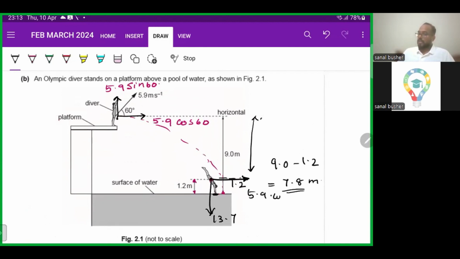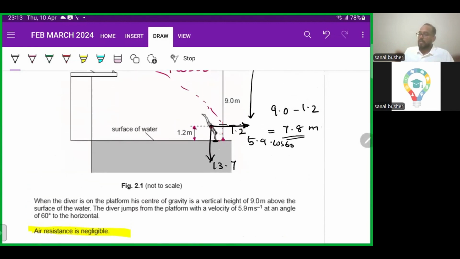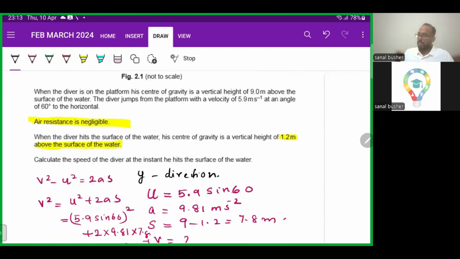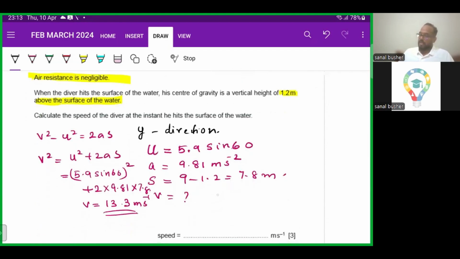5.9 into cos 60. So these two velocities are there, right? In x direction and y direction. What is the speed? The magnitude, the resultant of this one, right? The resultant of this you need to find out, that is the speed. Okay, speed you can find out using this one. So it is a right angle triangle, you can use Pythagoras theorem. So what will be the resultant speed, the magnitude of velocity? So speed is equal to root of 13.3 square plus 5.9 cos 60 square. If you put this in the calculator, just check what is the value.